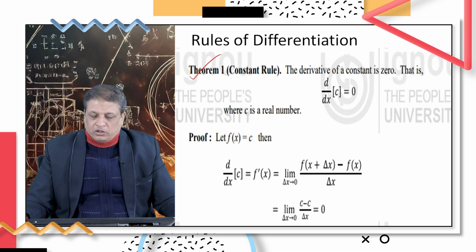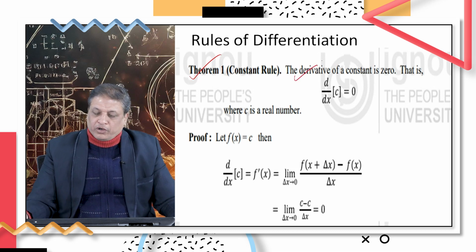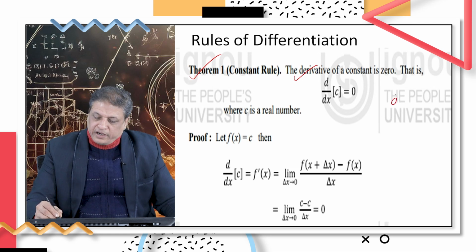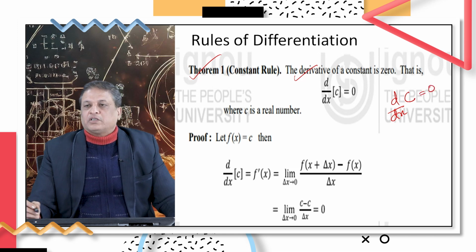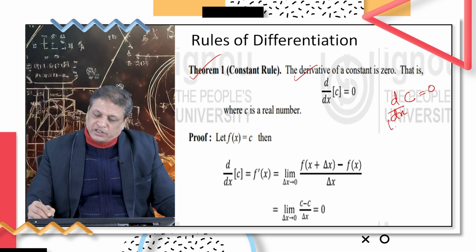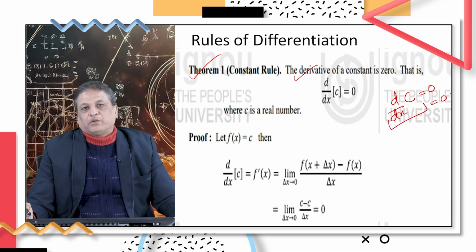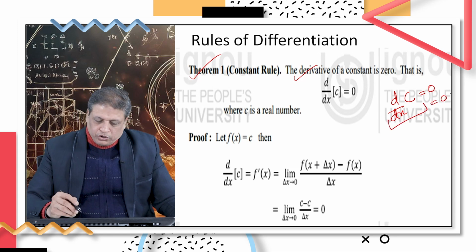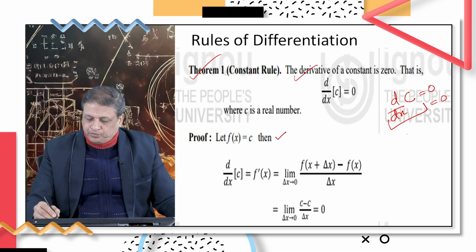The first rule, the constant rule, says that the derivative of a constant is 0. That is, d dx, the derivative of a constant term, is equal to 0. Because differentiation is about the rate of change, but a constant is not supposed to change. So that means there is no variation in the constant. That's why the differentiation of a constant is 0. That means there is no variation. So let f(x) is equal to c.